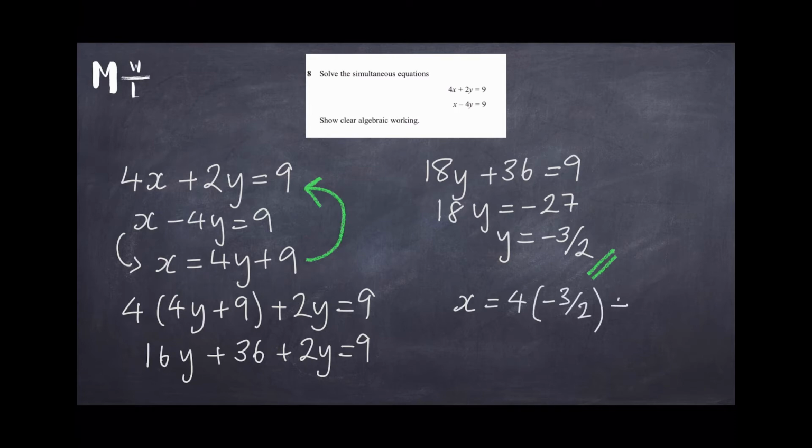Now we'll sub this back into one of the equations and then we can get a value for x. So we've already worked out that x is equal to 4y plus 9, so subbing in this value of y gives us x is equal to 3.